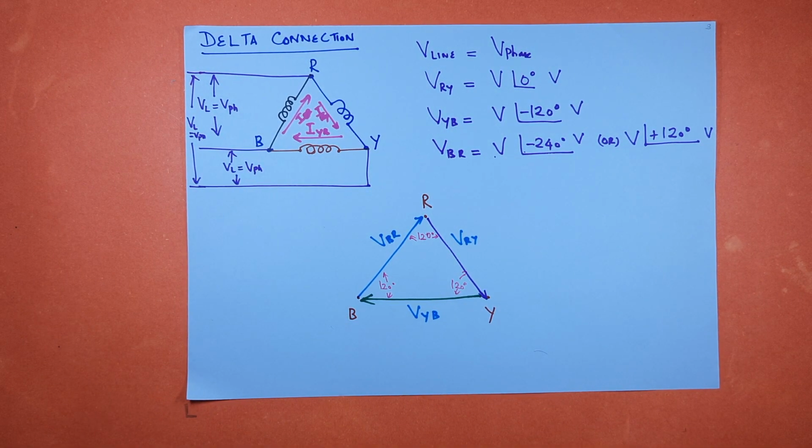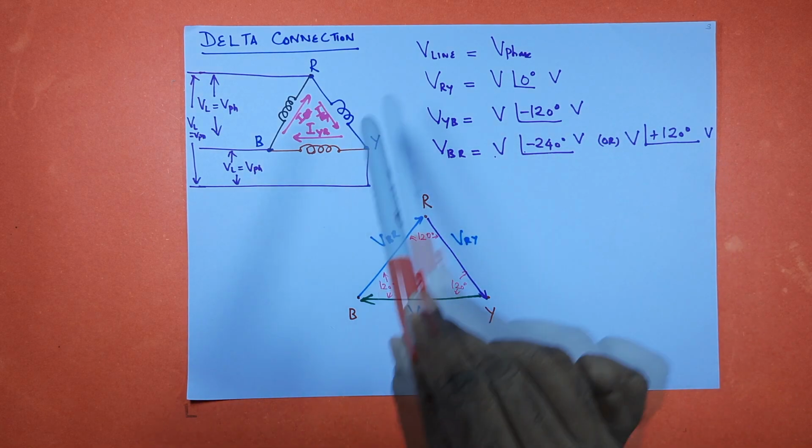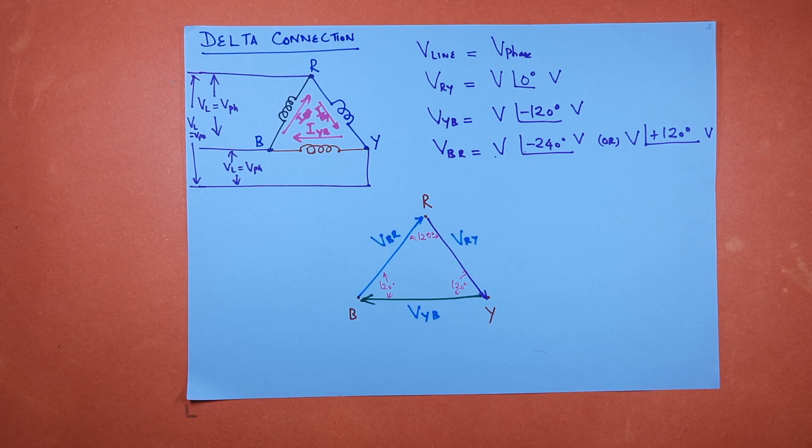So in a delta connection, phase voltage equals line voltage, or line voltage equals phase voltage. Here also the same relation. VRY, the R phase we take as reference: V angle 0 degree volt. VYB, next Y phase: V angle minus 120 degree volt. Next B phase, VBR equals V angle minus 240 degree volt, or V angle plus 120 degrees volt.